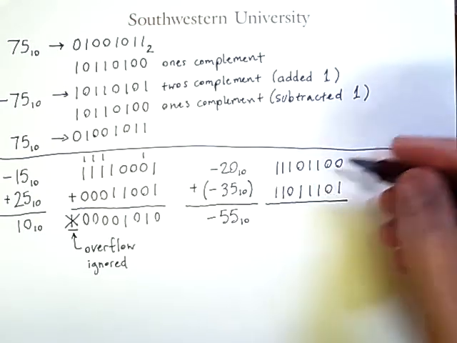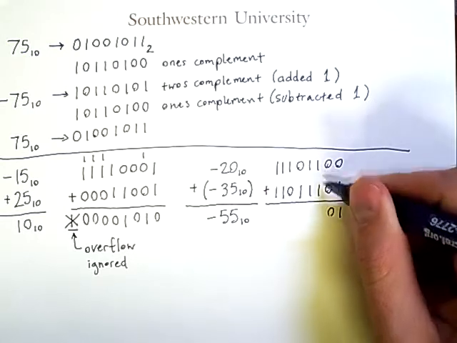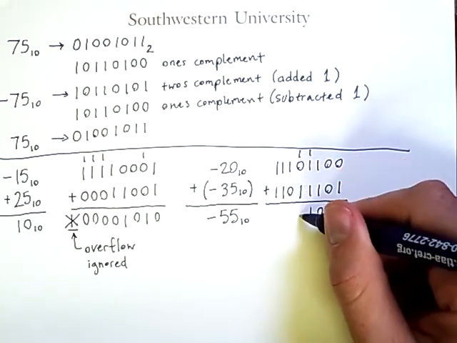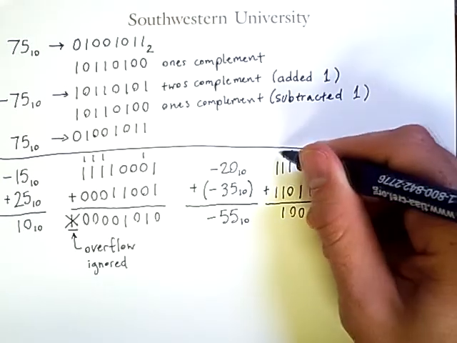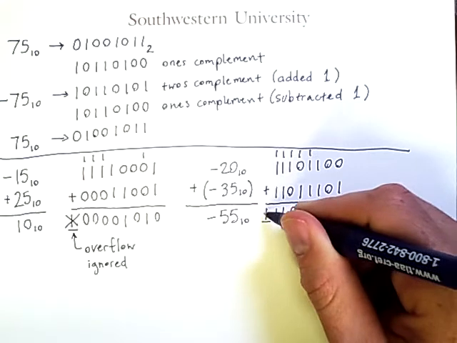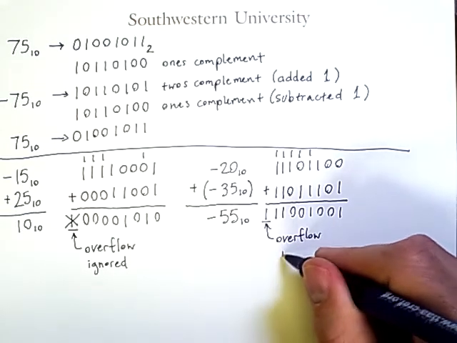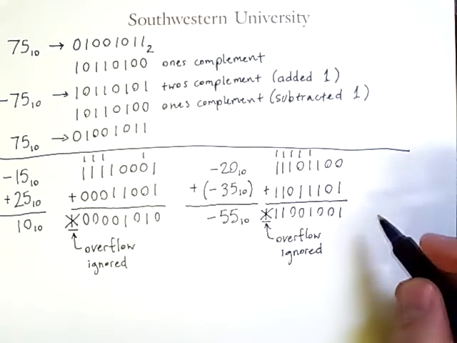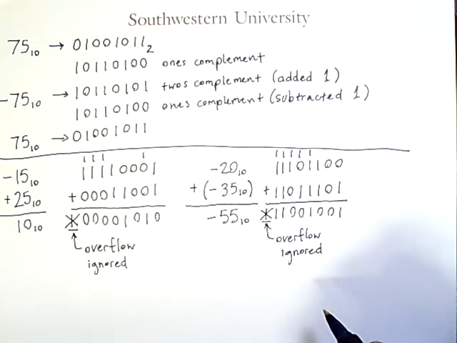Now, I'm adding two negative numbers, but all I do is regular binary addition. 0 plus 1 is 1, 0 plus 0 is 0, 1 plus 1 is 2, 1 plus 1 plus 1 is 3, so 1 here and 1 there, 1 plus 0 plus 1 is 2, 1 plus 1 plus 0 is 2, 1 plus 1 plus 1 is 3, so I have 1 here and 1 there, and then 1 plus 1 plus 1 is 3, 1 there, and then overflow bit. But once again, it's ignored. It is not an issue. And if we look at this remaining number here, it is indeed the 2's complement representation of negative 55, something that you should go ahead and confirm on your own.